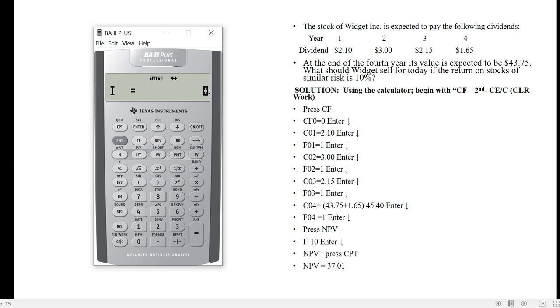I is asking you for the interest rate, and we know that stocks are returning around 10% with the same risk as Widget. So we put in 10. The calculator knows it's a percentage. We do not make it a decimal. We do not press the percent sign. You just put the number in. The calculator is intelligent enough to know that that is an interest rate or a percentage. Then we press enter, down arrow, and when it comes back to NPV, we press compute. So we should be looking at paying $37.01 for Widget stock today based on this information.